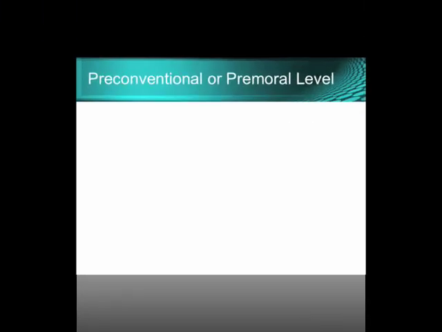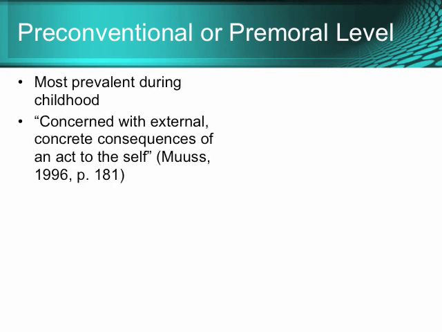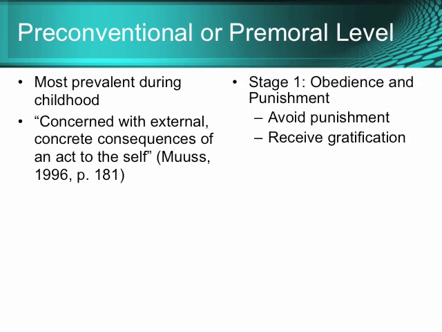Let's look at pre-conventional or pre-moral reasoning. This is most prevalent during childhood. As Muse explained, it's concerned with external concrete consequences of an act to the self. So it's basically, will I get caught, that determines whether or not one would do something wrong. At stage 1, it's the obedience and punishment orientation. They simply want to avoid punishment and they want to receive gratification.